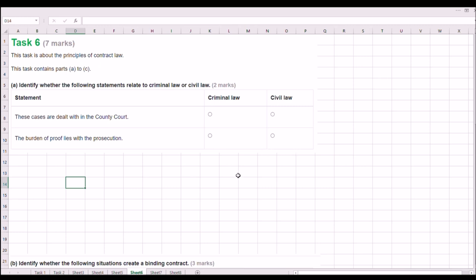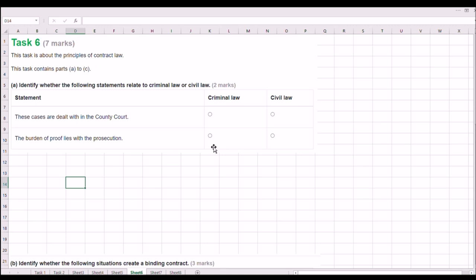Within criminal law, the burden of proof is beyond reasonable doubt. Because you're potentially going to put somebody in prison, or give them a criminal record, it relies with the prosecution to prove guilt beyond reasonable doubt. Reasonable doubt, not 100%. In a criminal case, the defendant does not have to prove anything. It's the prosecution that has to prove that things are beyond reasonable doubt.